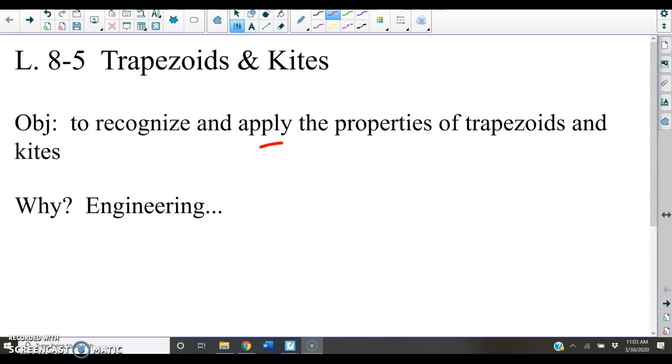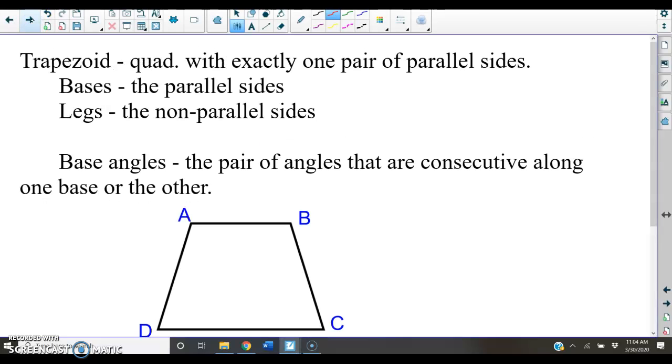This next lesson, lesson 8.5, is on trapezoids and kites. They're two quadrilaterals, so we need to finish working with special quadrilaterals. There's also scalene quadrilaterals that we don't emphasize very much. Many things in our world are scalene quadrilaterals, which means they have no parallelogram or trapezoid or kite properties. So we're going to take a look at trapezoids and kites. And first of all, the trapezoid.